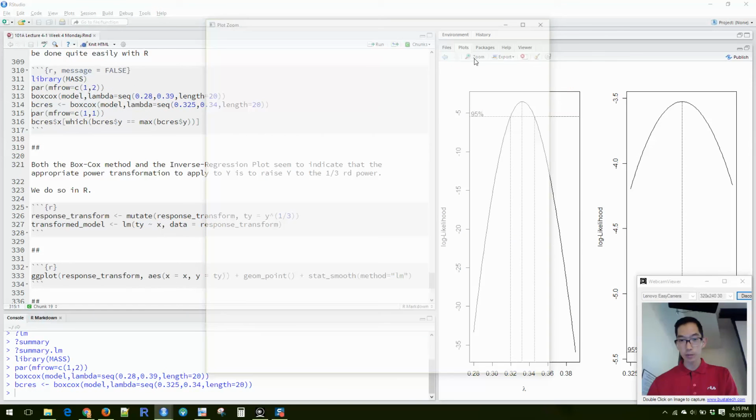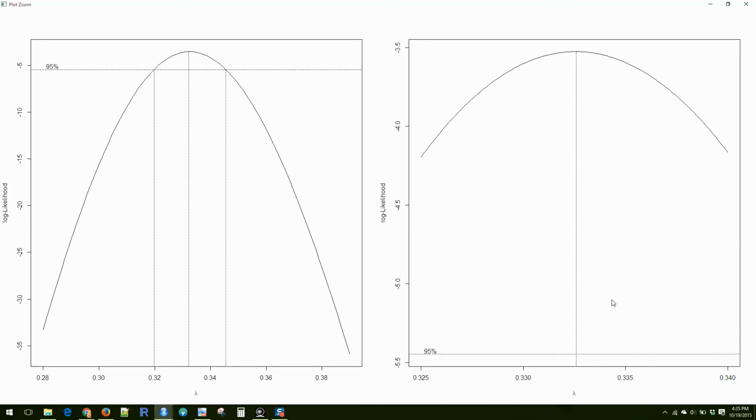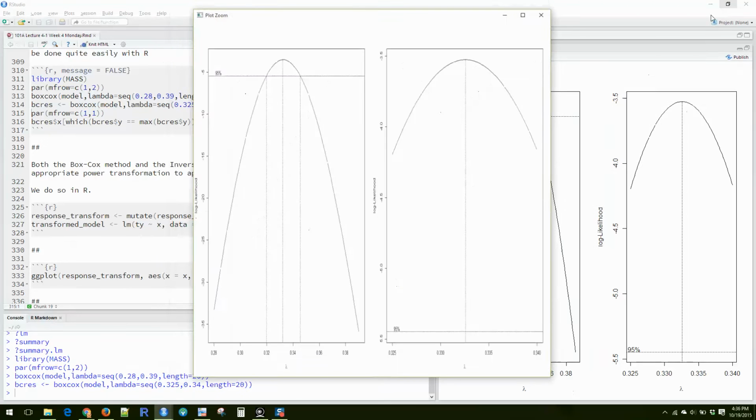Okay, so this is what the results look like, and so this is the likelihood function, okay, and we see that the maximum likelihood happens right around here, and so this is just a zoomed in portion going from 0.325 to 0.34, and we see, yeah, it's right around 0.333, okay, so we can look at where this exactly is.